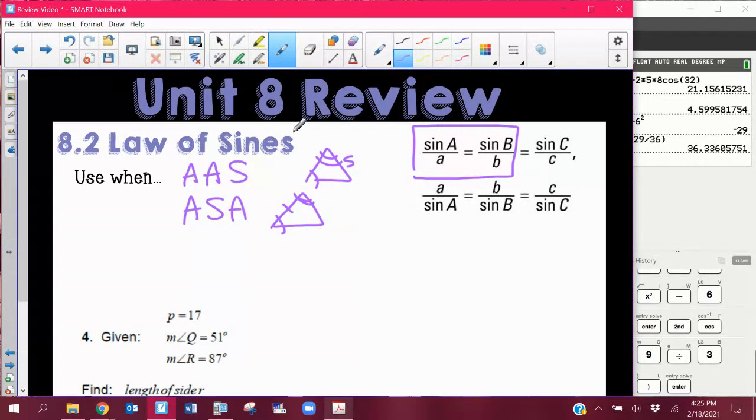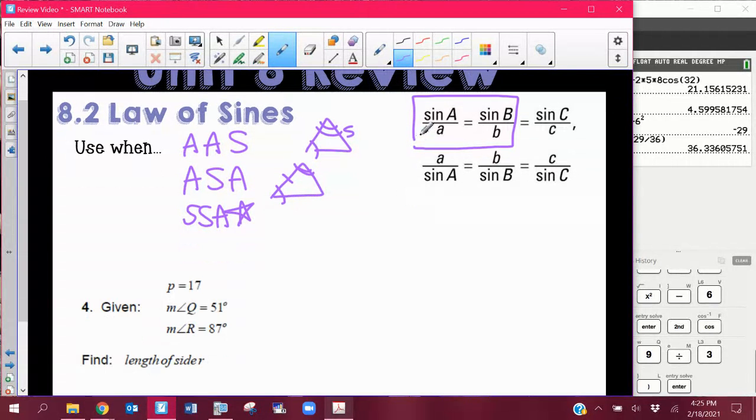It's fine. The last time you're going to use the law of sines is the side-side angle case, but this is a special one. I'm going to talk about it more in the next section with the ambiguous case, but you do use the law of sines if you have the side-side angle. And again, you can use this in any way. You can put your sines on the top or you can put your sides on the top.